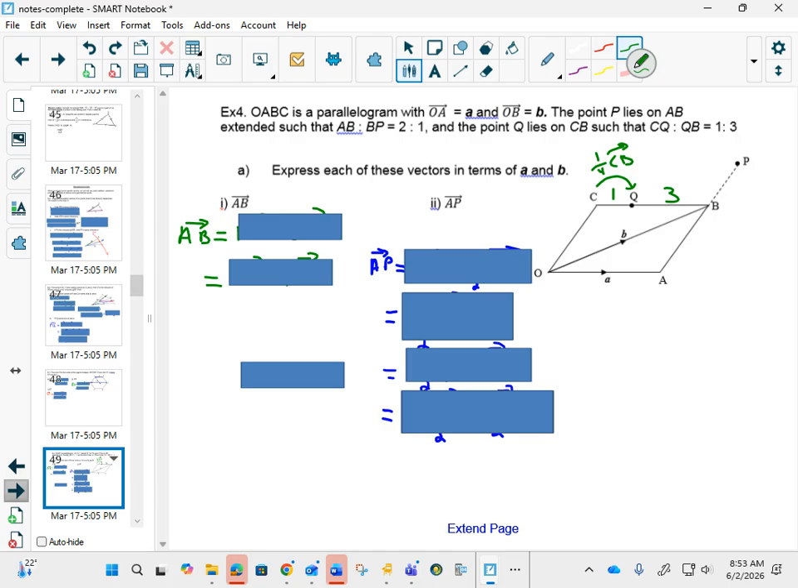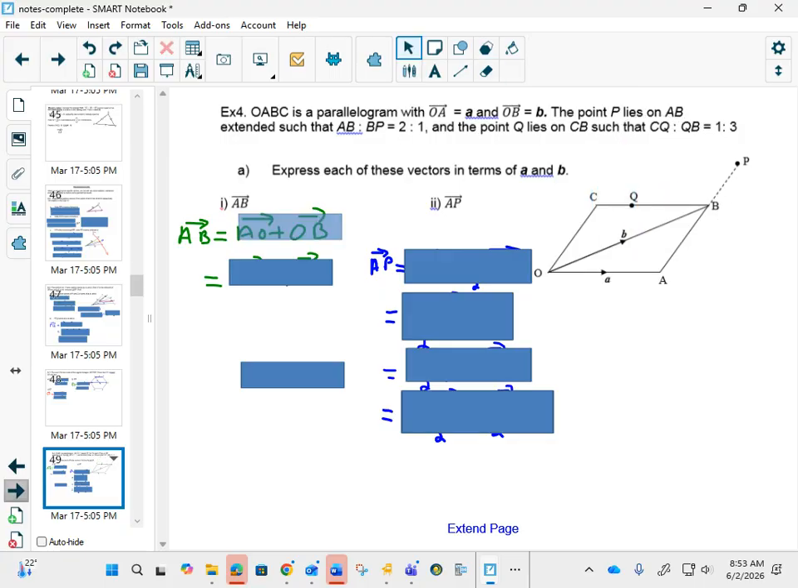A mistake that I see in this one often is people see the ratio of 1 to 3 and they want to do 1/3 of the way, but it's not 1/3 of the way. That ratio of CQ to QB means this length is 1 to this length of 3.